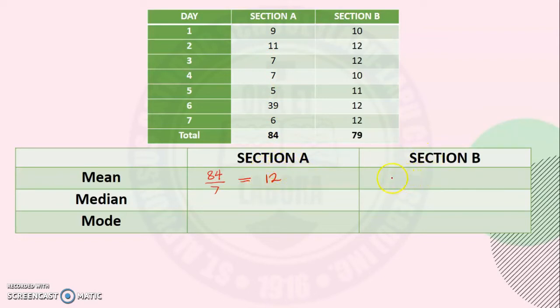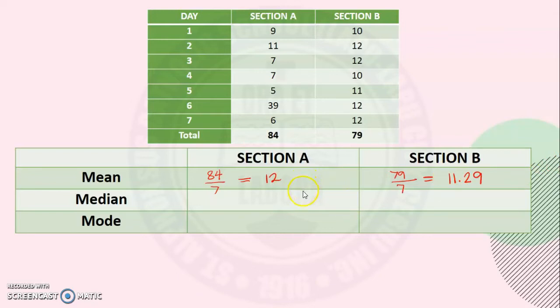Now, for section B, the total is 79, the same number of values, which is 7, and that is equal to 11.29. So we are done finding the mean of the two sections. Now let's find their median.